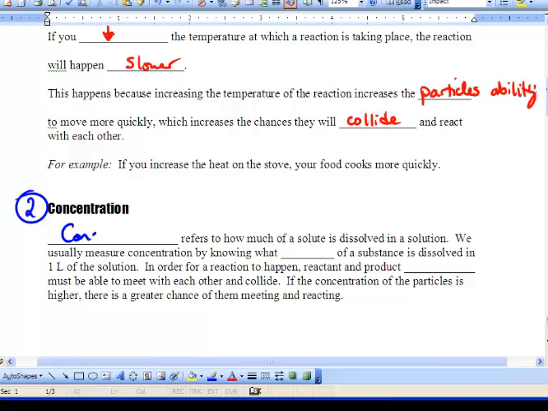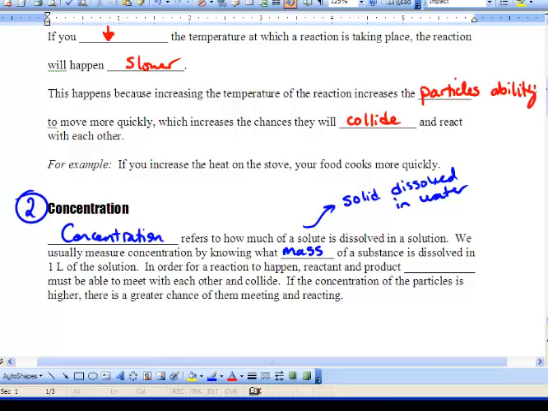Number 2, concentration. Concentration refers to how much of a solute. Now, a solute is a special name for a solid dissolved in water. All right, so concentration refers to how much of a solute is dissolved in a solution. We usually measure concentration by knowing what mass of a substance is dissolved in 1 liter of a solution.